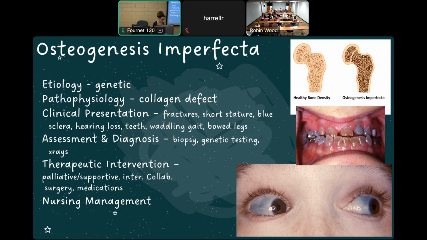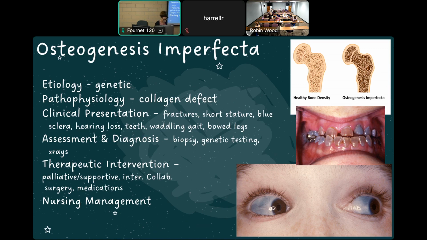So nursing management: promote non-weight bearing, low impact activities, and then proper handling, like I said. How do we normally change a baby's diaper? Like hang them upside down? We don't want to do that. We don't want to pull them up. We don't lift them by their legs, lift them by their butt.